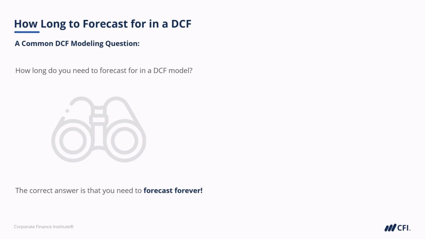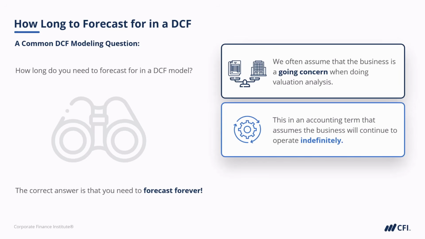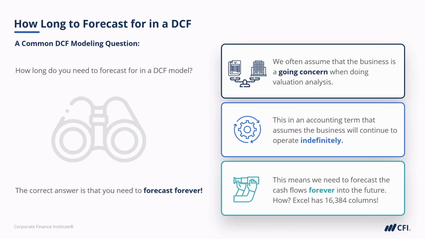Let's take a look at why that is so we can make sure that we understand it, and then we're going to talk about exactly how we're going to accomplish that. Now, often when we're doing valuation work, we start with the assumption that the business is a going concern. Let's think about what that means. This is an accounting term, and it essentially means that if you assume that the business is a going concern, then you're assuming that it's going to continue to operate indefinitely. So what we're essentially assuming here is that the company is going to last forever. It means that we need to forecast the cash flows forever into the future.